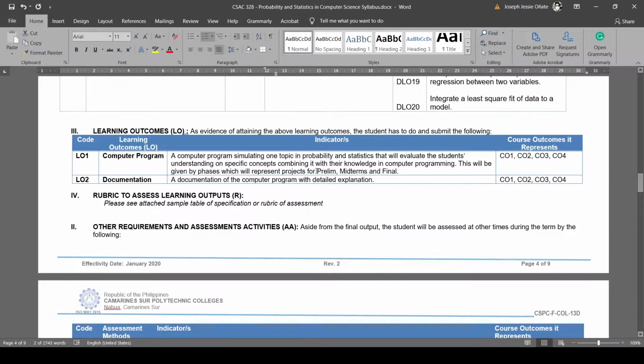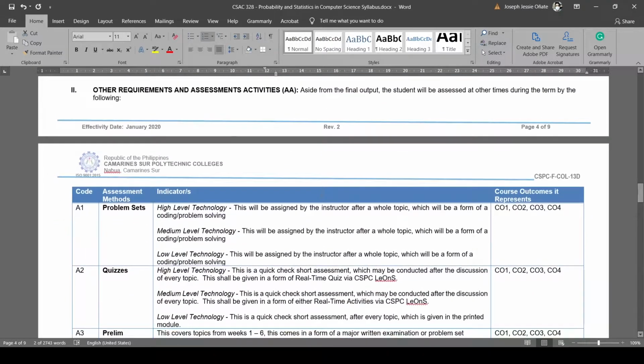So for the computer program, we'll divide it in phases: prelim, midterm, and final. Let's say for instance for prelim, your project will be data collection or finding a data set for your computer program. The second project is LO2, documentation. This will be submitted in the final. This is a documentation of the computer program with a detailed explanation.